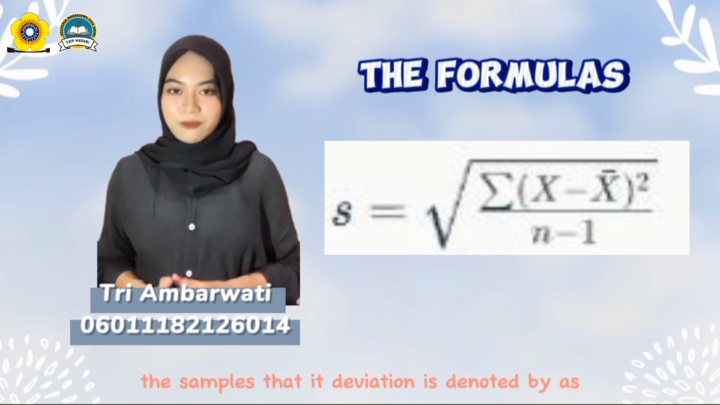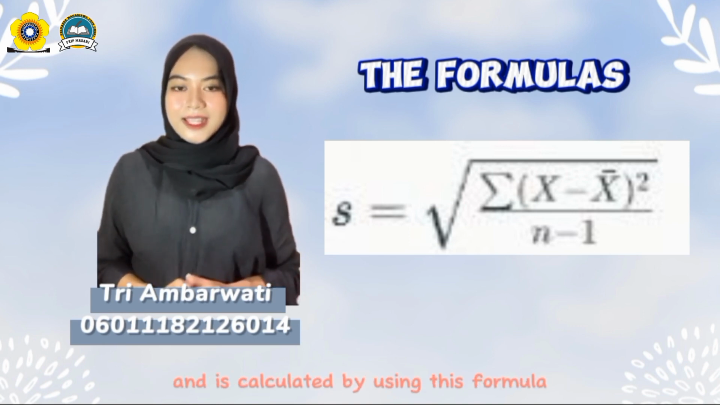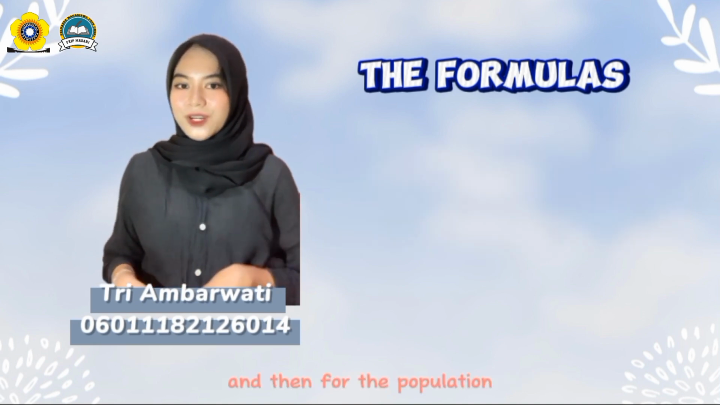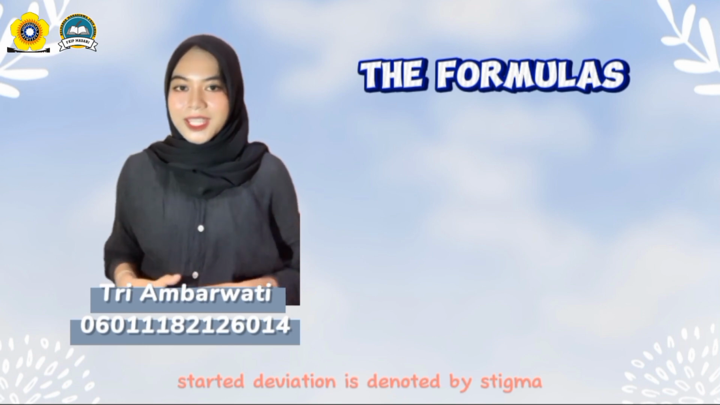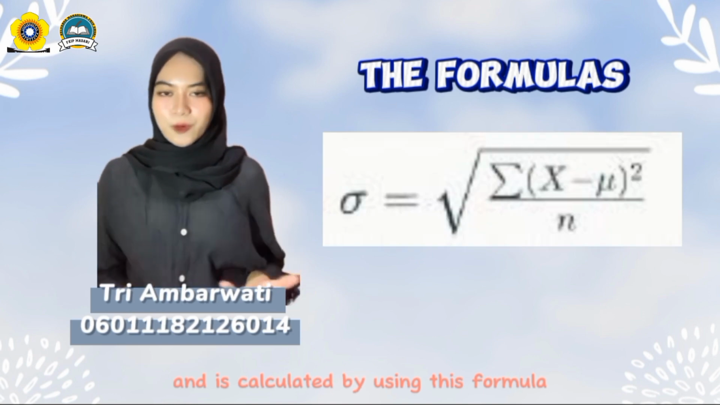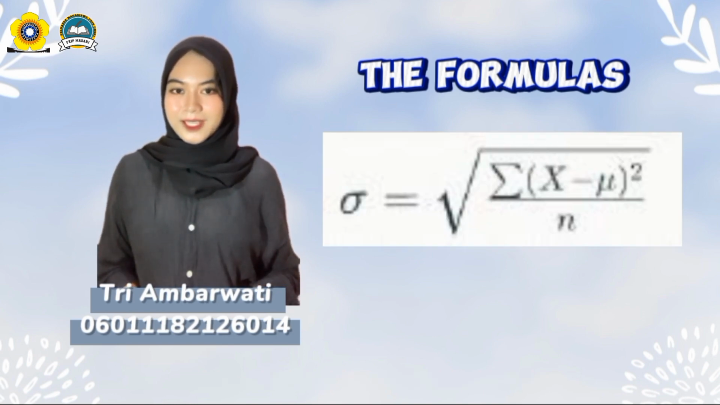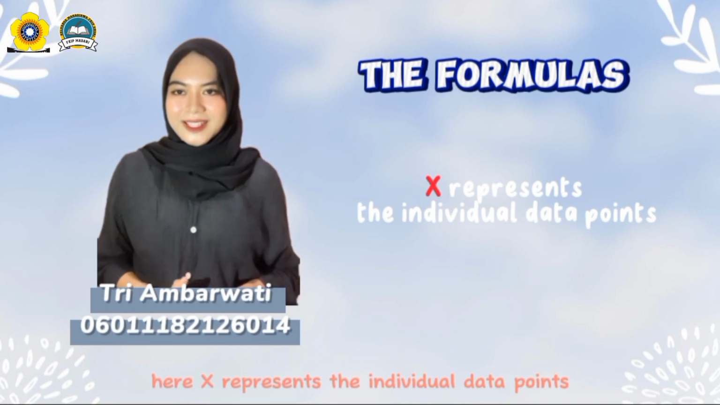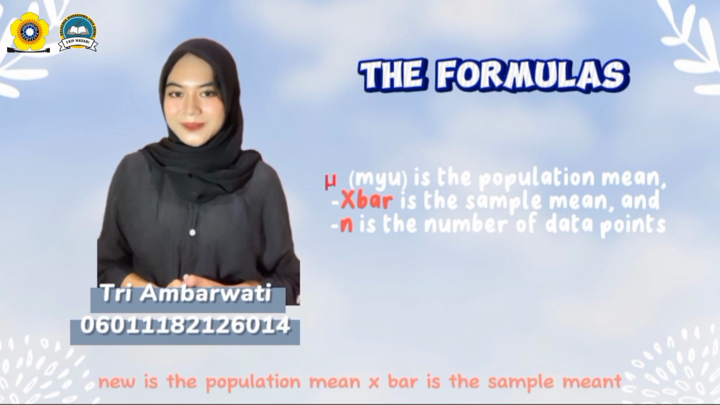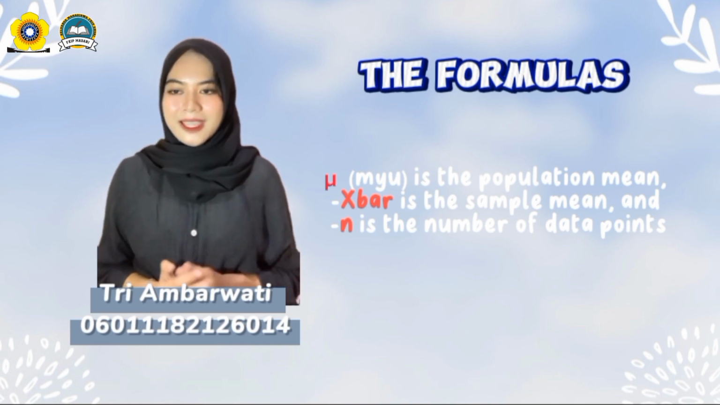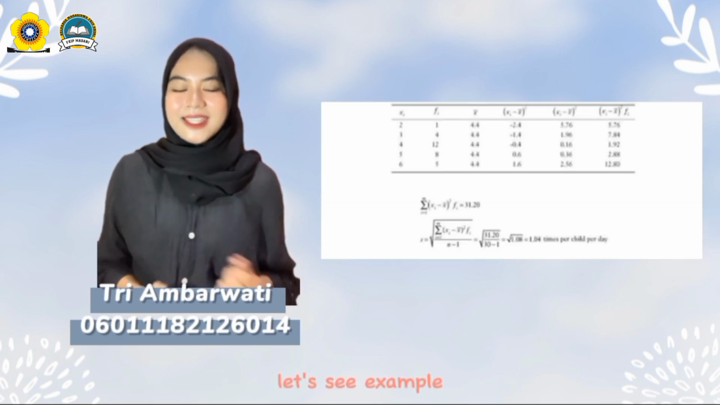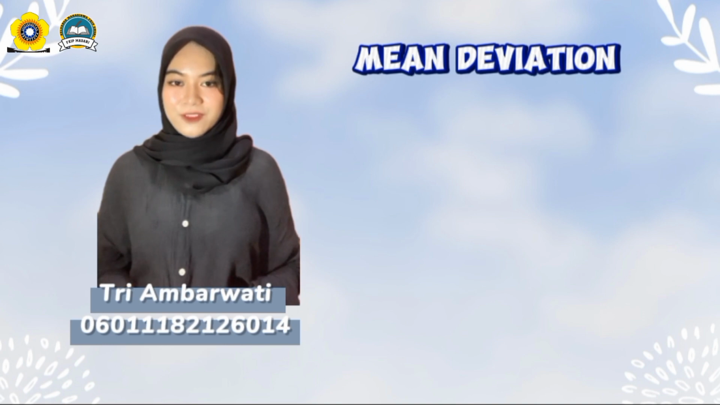The sample standard deviation is denoted by S and is calculated by using this formula. And then, for the population standard deviation is denoted by sigma and is calculated by using this formula. Here, X represents the individual data points, mu is the population mean, X bar is the sample mean, and N is the number of data points. Let's see the example.